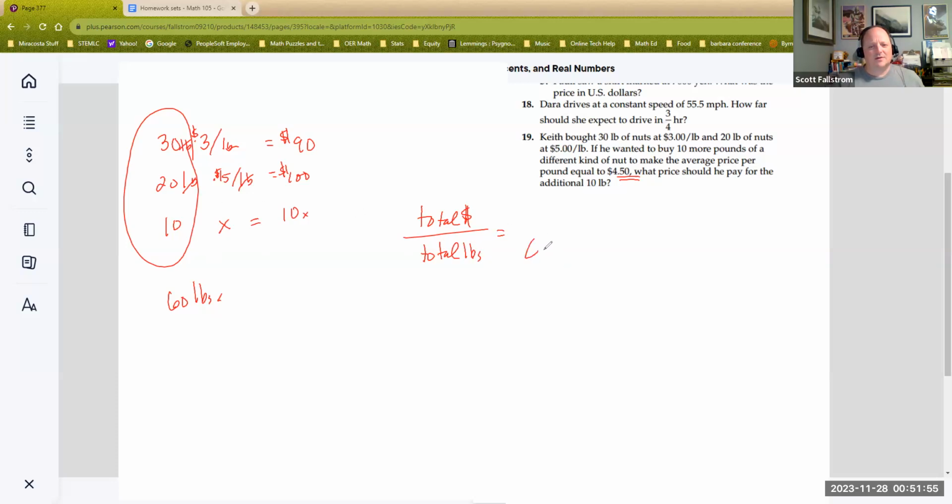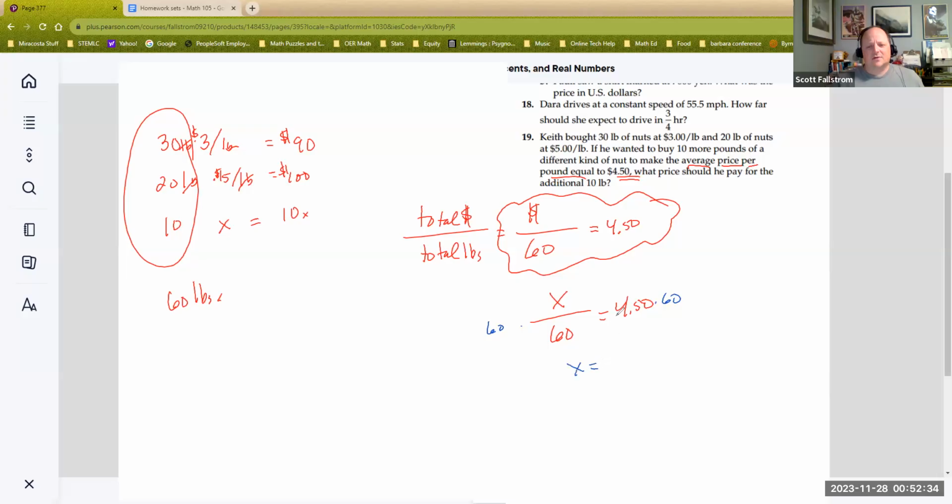Well, I know I've got 60 pounds, right? The question is, I have no idea how much I need that dollar amount to be for the total that I spend on 60 pounds. But I know I want that to equal $4.50 because I want the average price per pound. I need this to equal 4.50. So if you look at this algebraically, you have some number divided by 60 equals 4.50. So yeah, multiply both sides by 60.